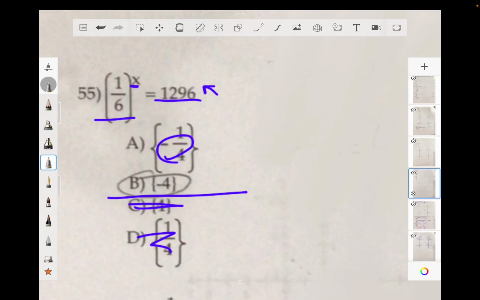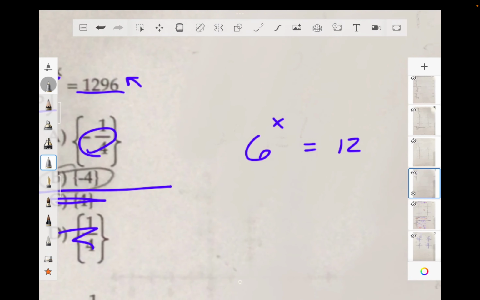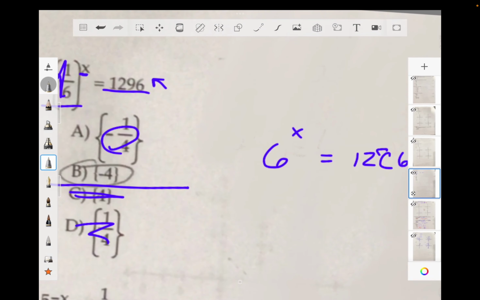Okay, let's say this. We already know it's going to be negative, right? So we could already assume it's going to be 6x equals 1296. So we could just get rid of this part altogether because we know the answer is going to be negative anyway.